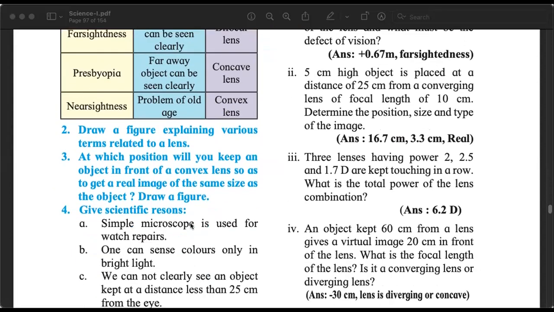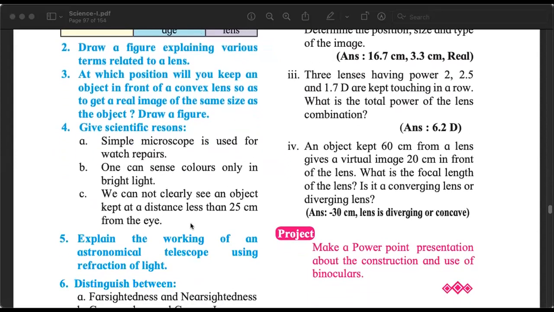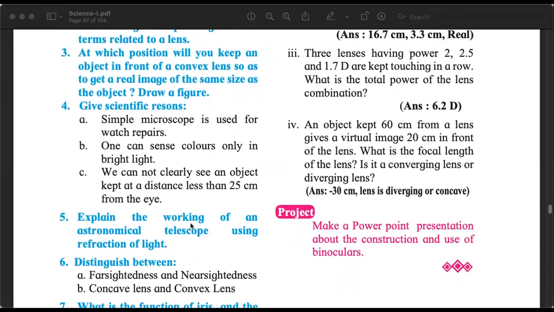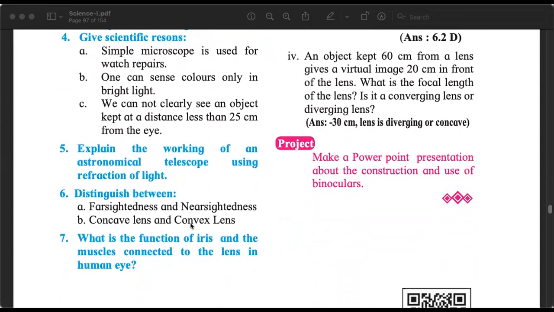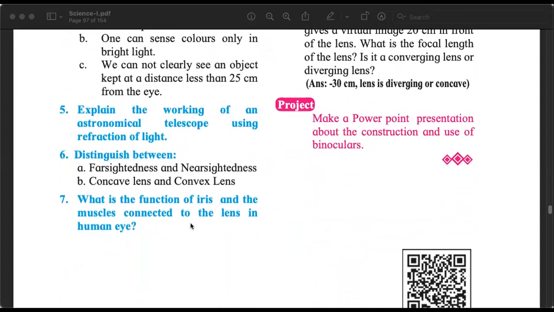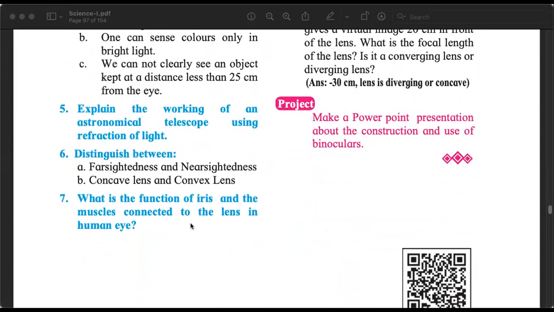Question number 2, we have done already. Question number 3, we have completed already. Question number 4, microscope, we haven't done it. But for B, one can sense colors only in bright light. I haven't given you this answer. Now, you try on your own.